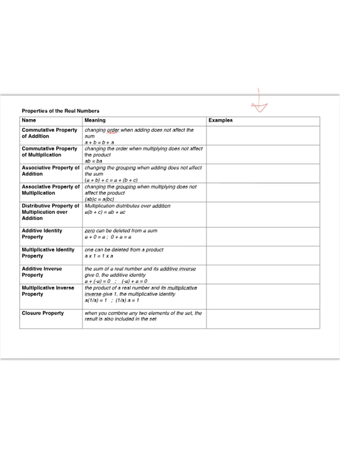Now the commutative property of multiplication says again, when we're multiplying, order doesn't matter. A times B equals B times A.